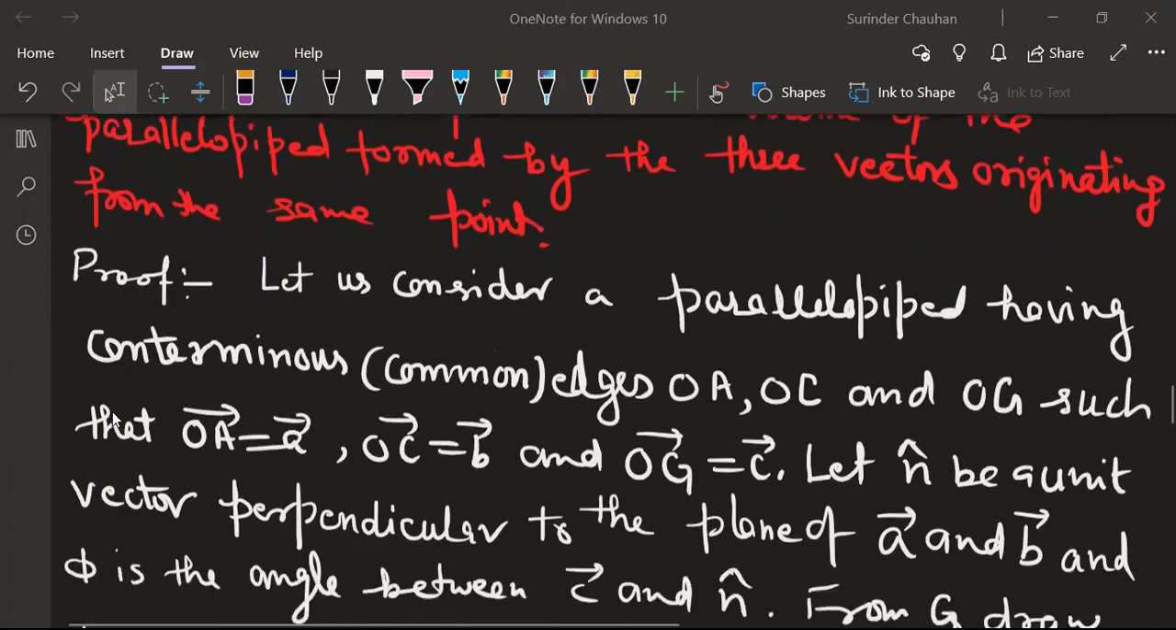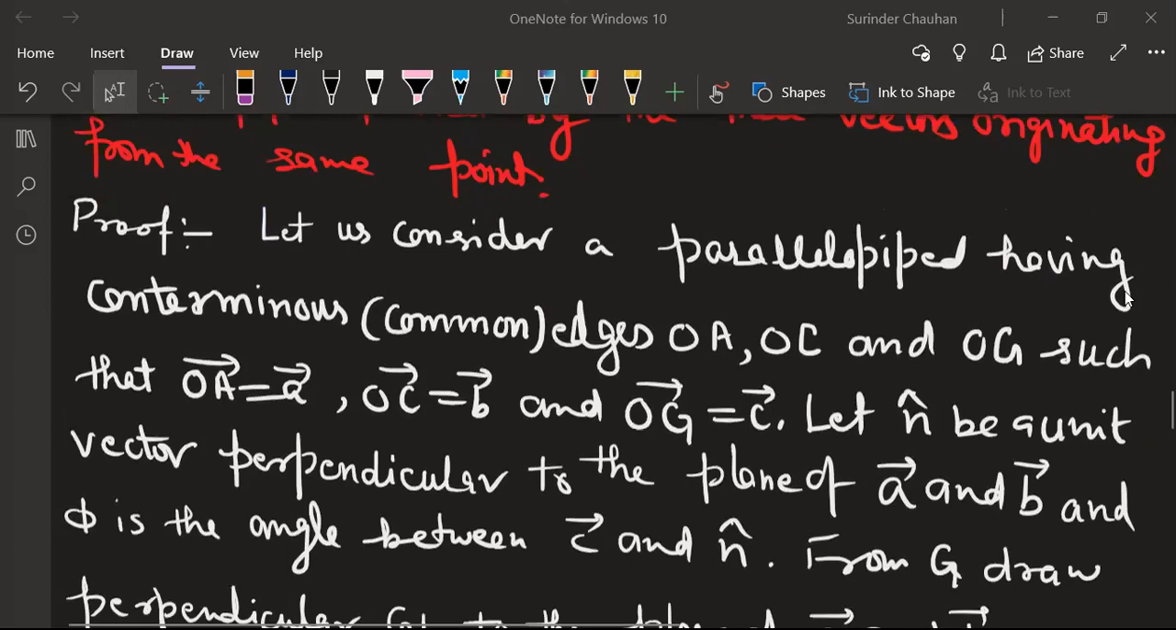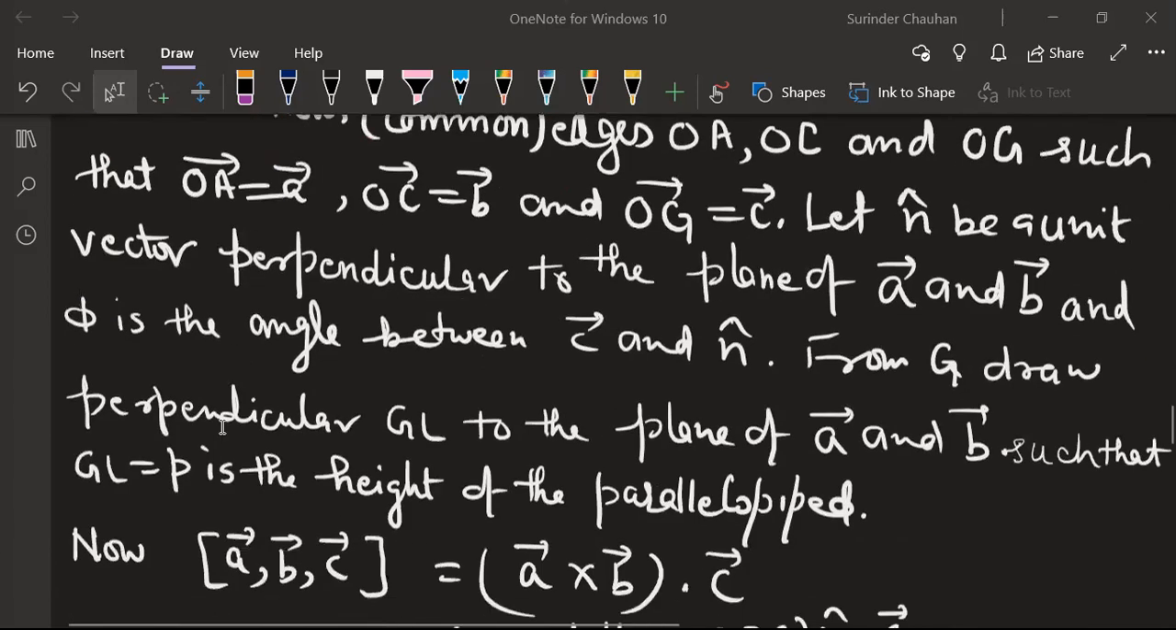So for the proof of that, let's consider a parallelepiped having conterminous or common edges OA, OC, and OG, such that vector OA is equal to vector A, vector OC is equal to vector B, vector OG is equal to vector C, as shown in the diagram. Let n be the unit vector perpendicular to the plane of vector A and vector B, and phi is the angle between vector C and unit vector n.